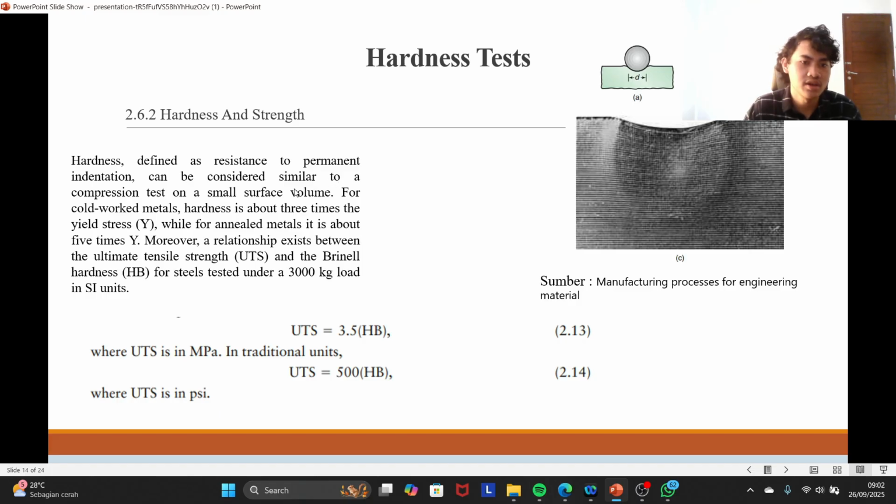Hardness test. Hardness, defined as resistance to permanent indentation, can be considered similar to a compression test on a small surface volume. For cold-worked metals, hardness is about 3 times the yield stress, while for annealed metal it is about 5 times. Moreover, a relationship exists between the ultimate tensile strength (UTS) and the Brinell hardness (HB) for steels tested under a 3000 kg load in SI units.